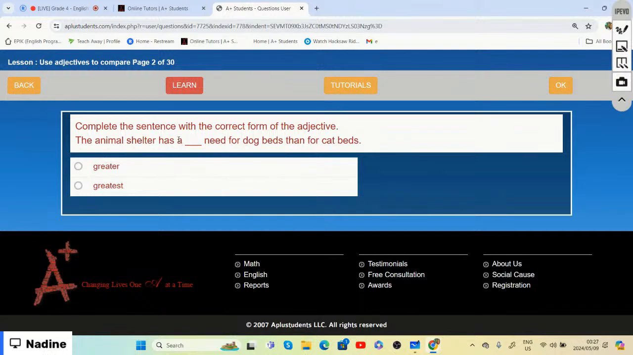So what we're going to do is if we read this again, it says the animal shelter has a. Usually if we were to say it has a, then we would say it has a greater need, right? But now it says the animal shelter has a greatest need. And let's just quickly see which one is going to be correct. Okay? I'm only going to choose one.